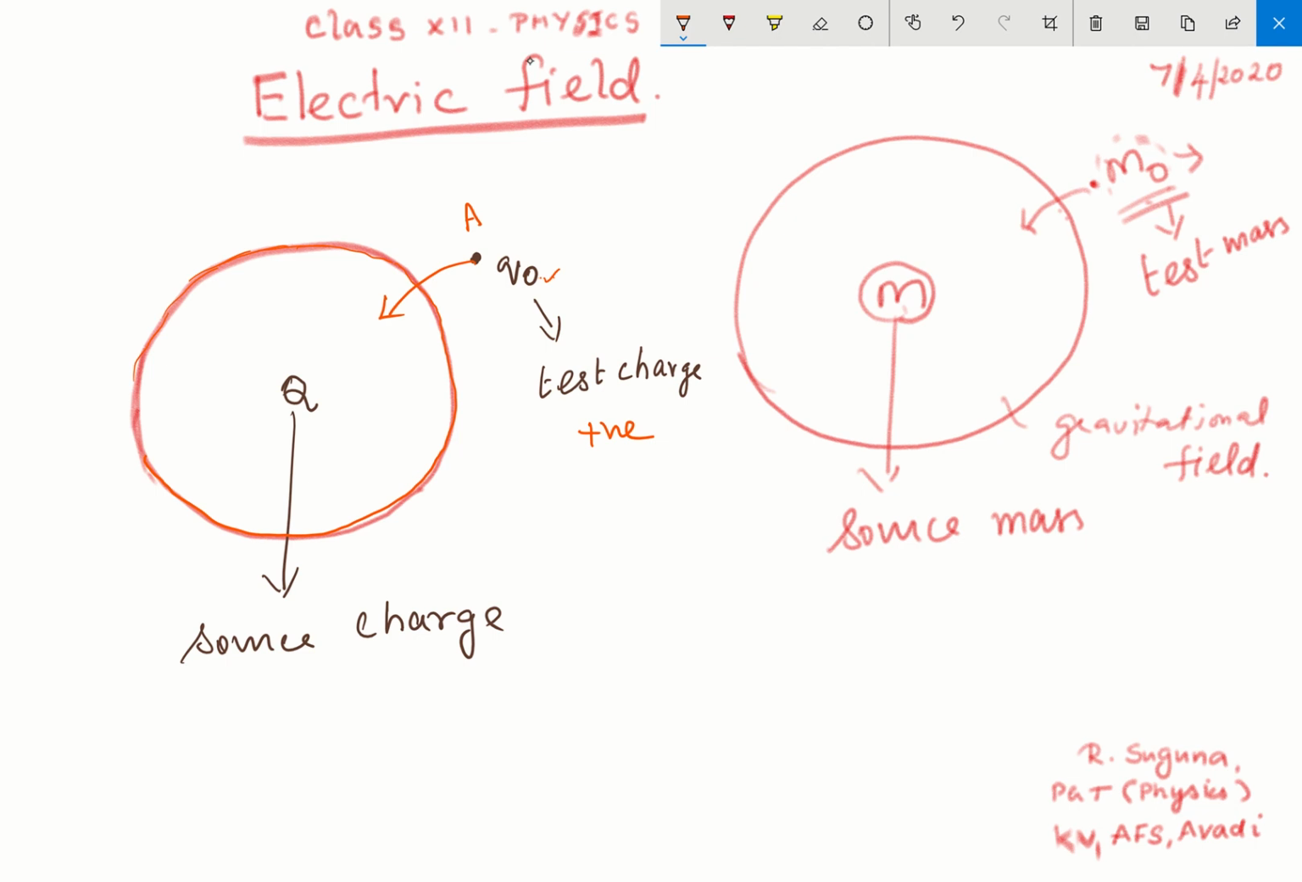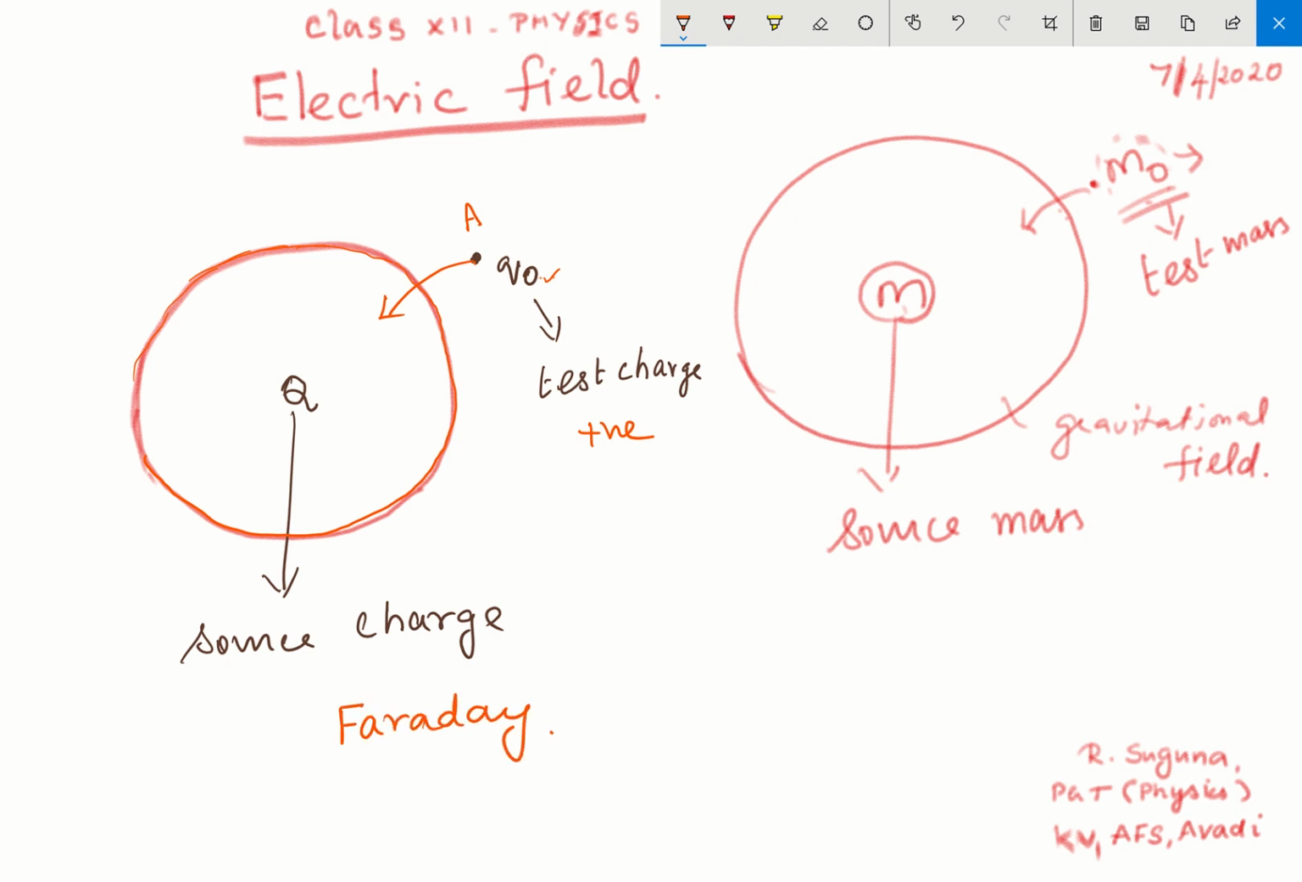If it is positive, then Q naught will experience a repulsive force, and if the test charge is negative, it will experience an attractive force. But if you are using a charge for testing the electric field produced by any source charge, usually it will be positive. We use a positive charge. The test charge used to be positive. And this concept of electric field was introduced by Faraday.